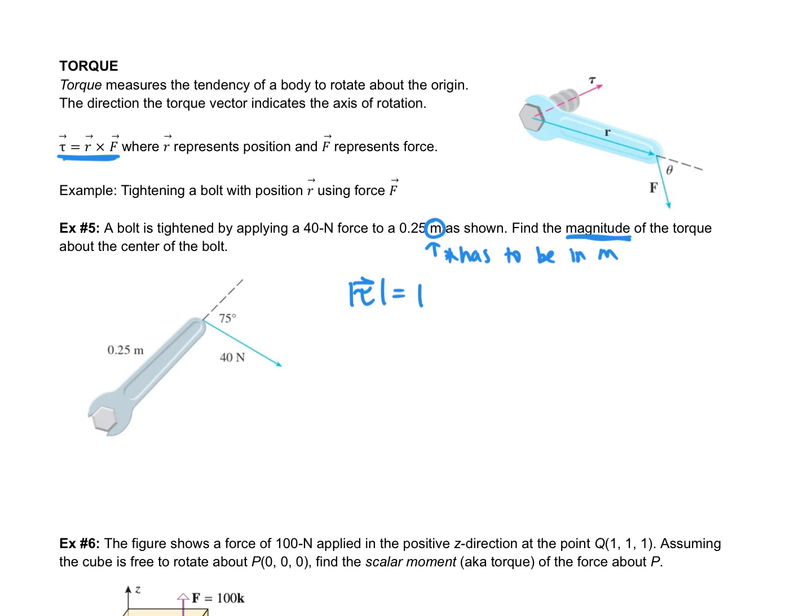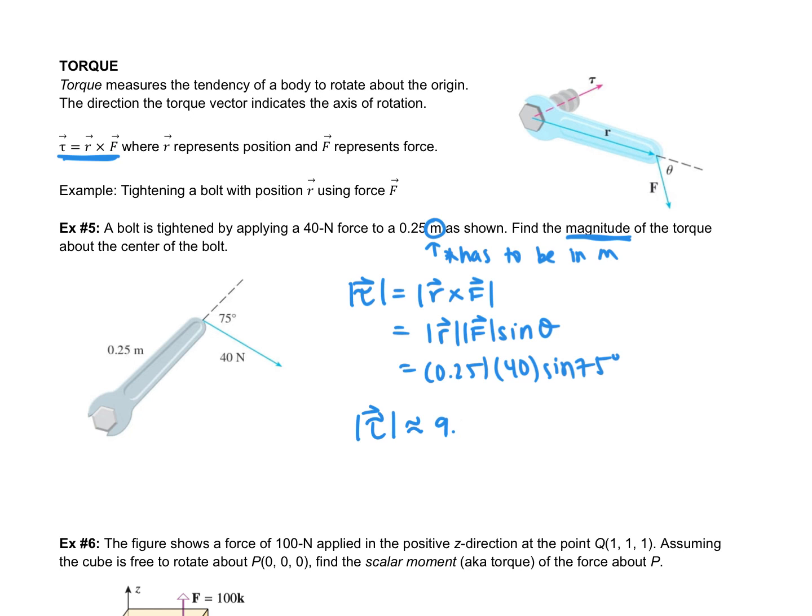Magnitude of T, which will be the magnitude of R cross F. Okay, well, we don't have vectors for R and F, but what we do know is that this is going to be the same as the magnitude of R multiplied by the magnitude of F times sine of theta. Okay, well, the magnitude of that position is 0.25. The magnitude of the force is 40. Angle is 75 degrees. So the magnitude then of the torque is about 9.66 Newton meters.